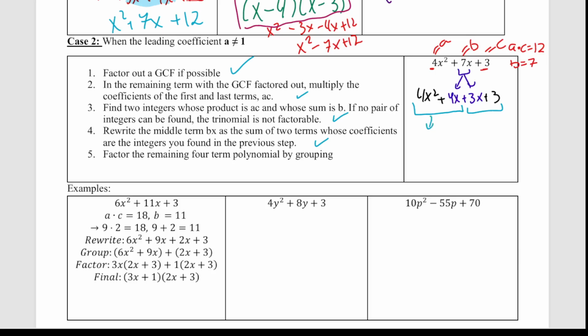So for factoring by grouping, in these first two terms, their greatest common factor is 4x. And what would be left? Well, 4x squared divided by 4x is going to leave us with x. 4x divided by 4x is going to leave us with 1. And then between 3x and 3, their greatest common factor is 3. 3x divided by 3 is x. 3 divided by 3 is 1.